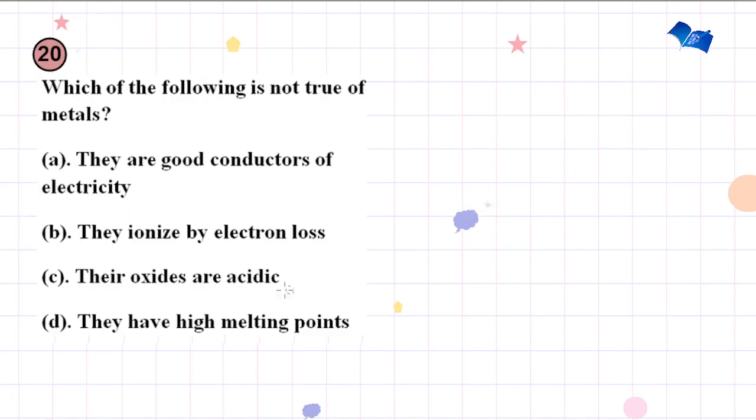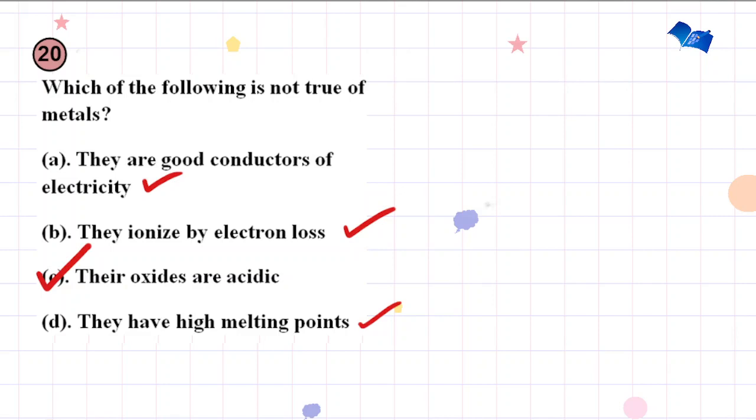Next question. Which of the following is not true of metals? Metals are good conductors of electricity, they ionize by electron loss, and they have high melting points, but their oxides are not acidic. And for this, we have option C as our correct answer. The oxides of metals are mostly basic. You can also have amphoteric oxides, those that can act as acids and also basic. But generally, most metals have basic oxide. It is mostly non-metals that have acidic oxide.